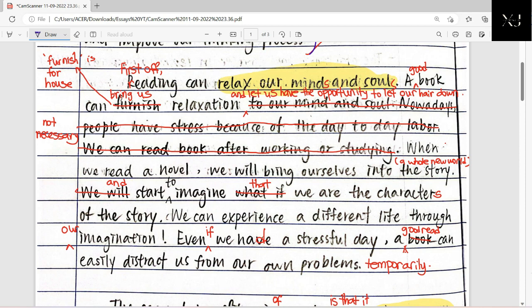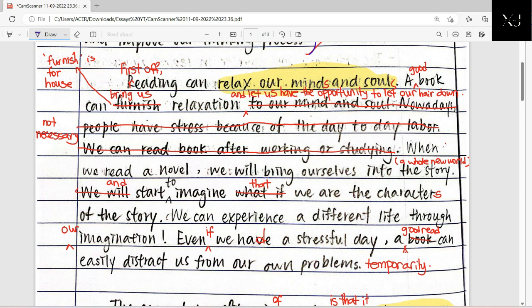Okay, so she can actually start off by saying, well, let me see, what does she have here? Nowadays everyone experiences stress because of their day-to-day activities. Reading can actually relax, which is why reading is important, because it can relax our minds and souls, and so on. She can continue by talking. You see, a little bit of background of what is going on.